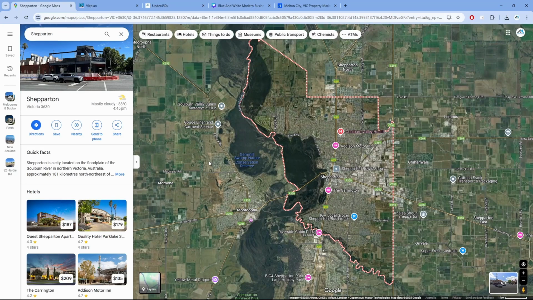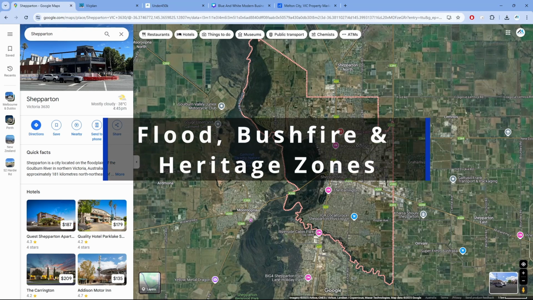Now, metric number 5, what is it? It's flood zones, bushfire zones, heritage zones. Why am I using Shepparton as an example? Because it's a really good example to do it on. It's as simple as that.